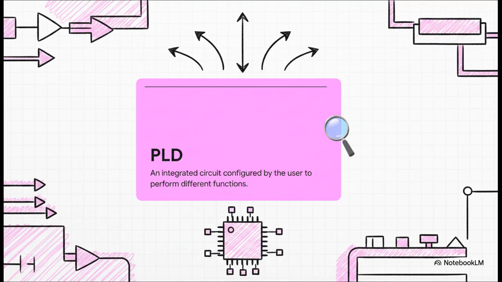Instead of the manufacturer permanently locking in the logic gates at the factory, you, the user, the engineer in the field, actually get to program the circuit's behavior. This means one single, mass-produced chip can be customized to perform an almost infinite variety of specific digital functions.